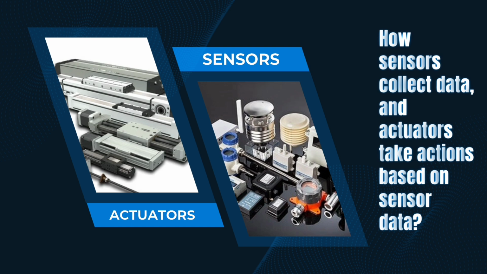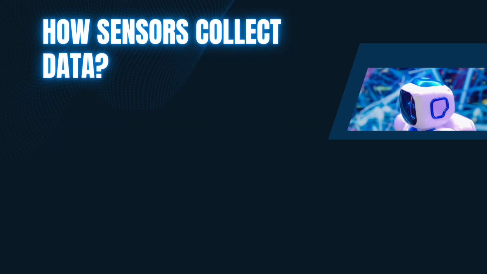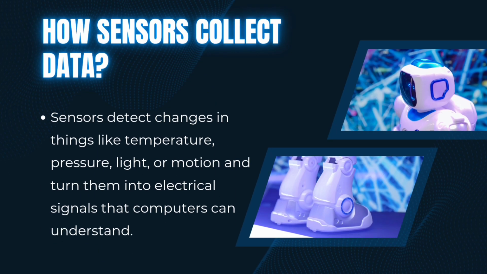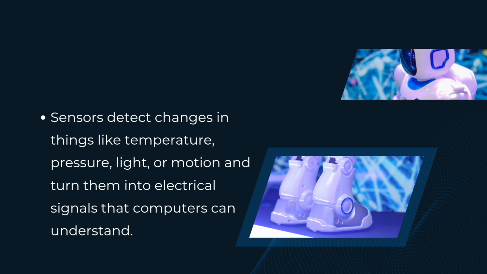And now let's move on to how sensors collect data and actuators take actions based on sensor data. And now you must be curious how sensors collect data. Sensors detect changes in the environment, such as temperature, motion, pressure, or light, and convert these physical signals into electrical signals. These signals are then sent to a microcontroller or processor for interpretation.